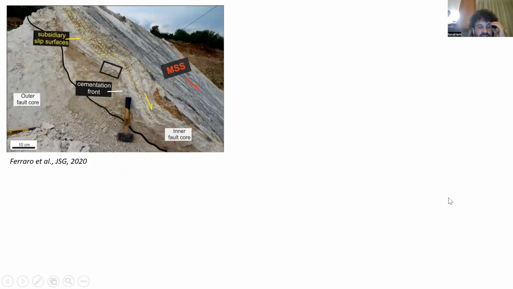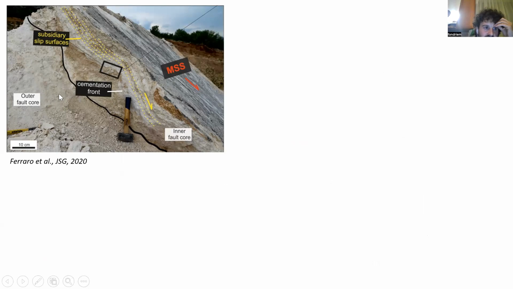So just to see that these processes in fact are occurring in natural fault zones. We have here a view of a fault, the Venere fault, so it's an active extensional fault in the Apennines. Again, you can see very sharp fault surfaces. And here in the back, you have fault core material.